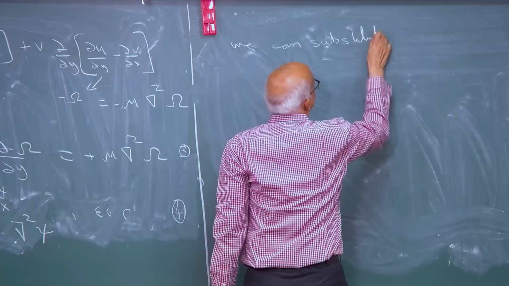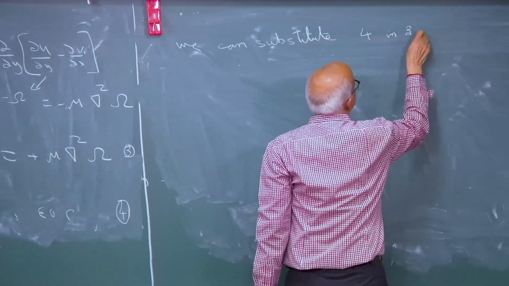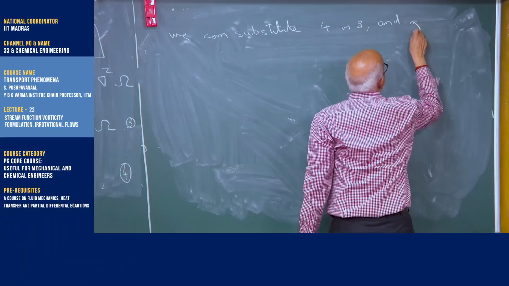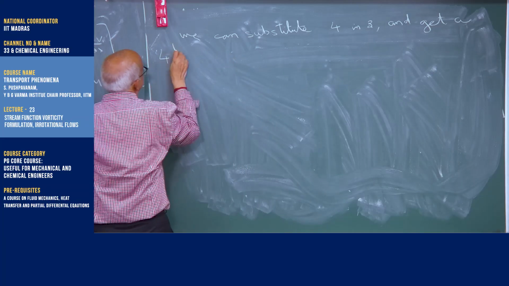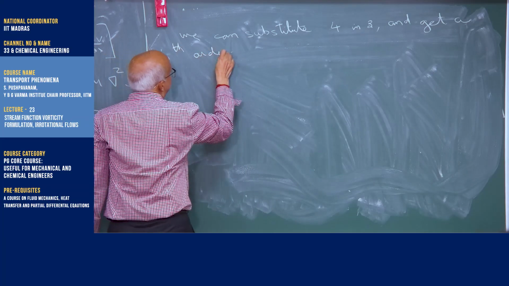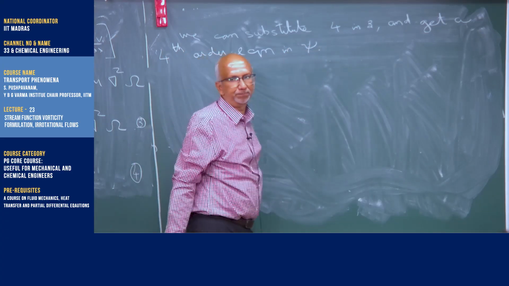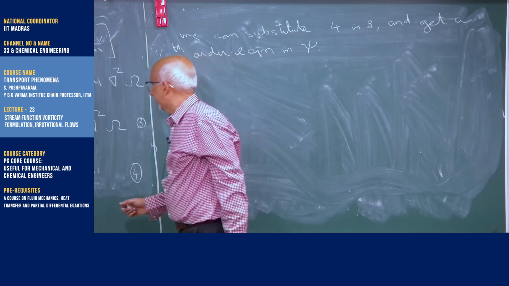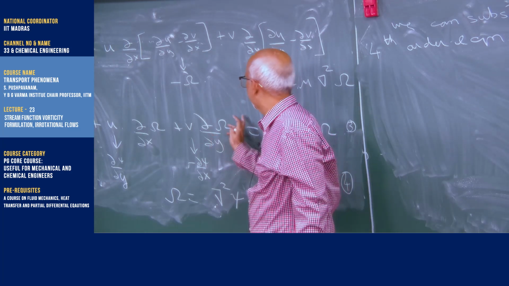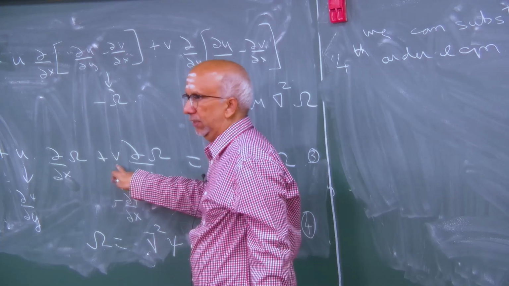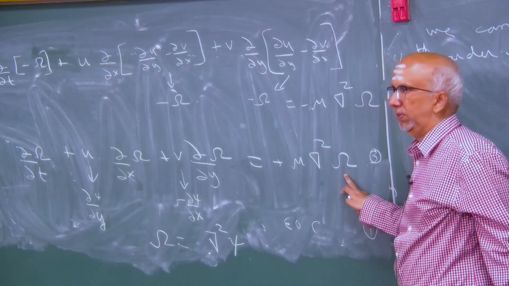We can substitute 4 in 3 and get a fourth order equation in psi. You understand? Wherever omega is there, I will just put del square psi. So everything will be in terms of psi, and now this will become fourth order.